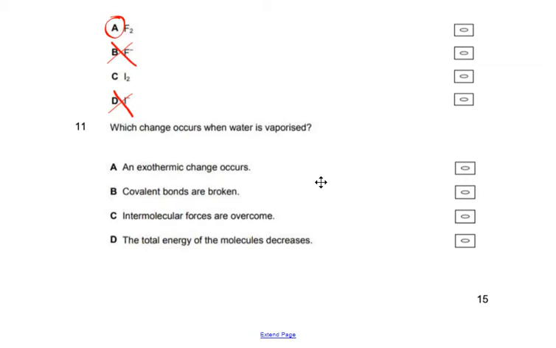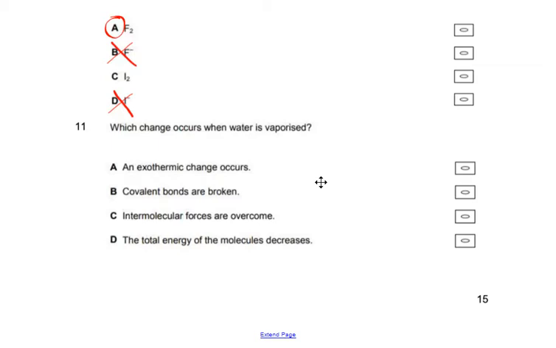In D, when you heat water, you're increasing the thermal energy of the molecules. They move around more and the bonds vibrate more. So the total energy of the molecules increases, not decreases. The correct answer is C.